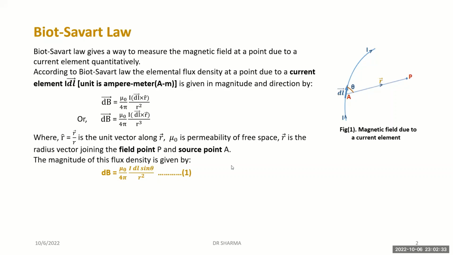And the direction of this magnetic field is perpendicular to both dl vector and r vector, or say perpendicular to the plane containing both dl vector and r vector.